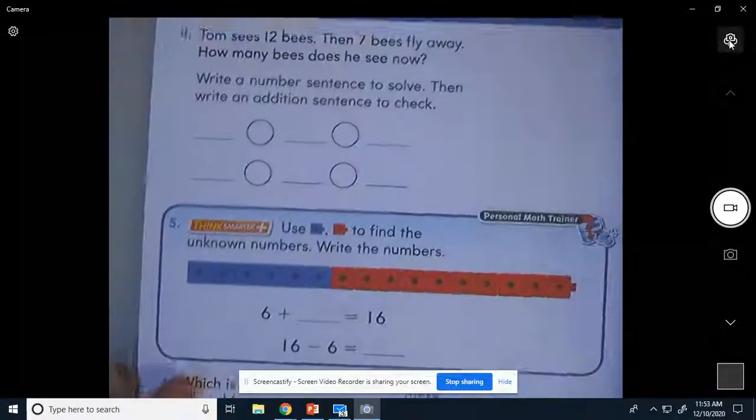Do they have the same 3 numbers? Yes, they do. All right.